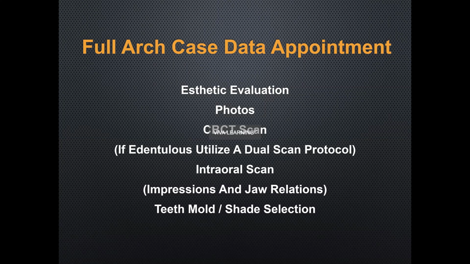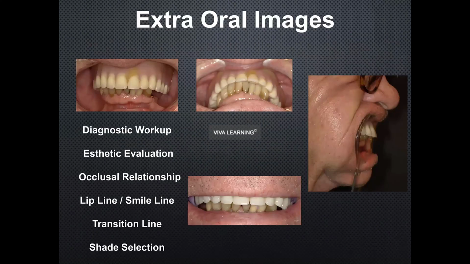And then obviously, finally, you got to get a tooth mold and a shade selection. Here's a case where you see the patient has a full upper denture. He has a terminal lower dentition with a couple failing premolars, and then he had a couple of implants that were replaced, but I just could not utilize those in the full arch.